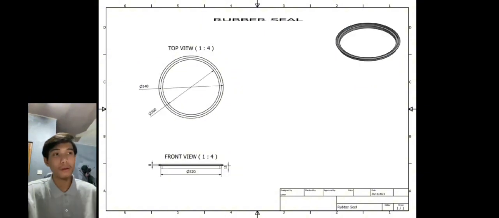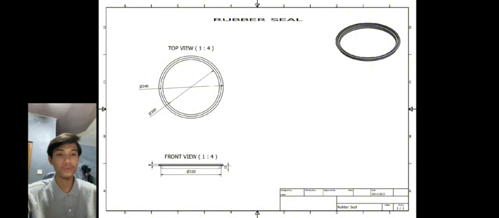Next part is rubber seal, which is part number 10. As you can see, our rubber seal has 3 layers. The first layer, which is the outside layer, has 340 millimeters of diameter. The second layer, which is in the middle, has 320 millimeters of diameter, and the third layer, which is the inside layer, has 300 millimeters of diameter.